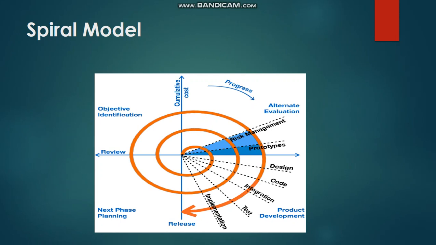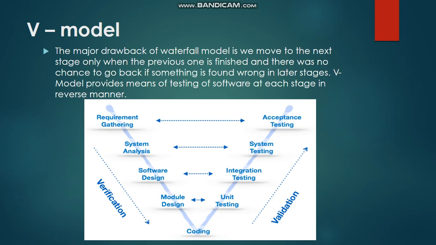spiral model. Apart from this, risk management and prototyping, other normal steps like designing, coding, integration, test and implementation are also carried out. But the only difference is it will be carried out in a spiral way. So n number of times your steps will be carried out, so that it will make your project run in a better way. Okay, the next model is V model.